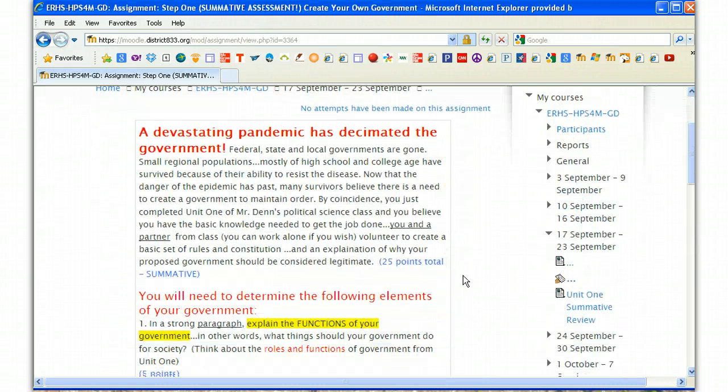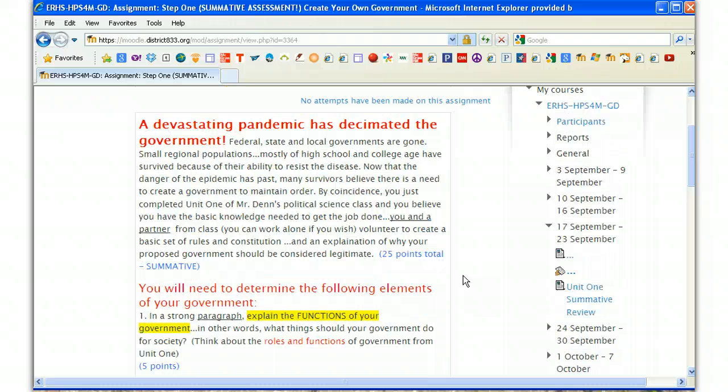This is step 1. You're going to create your own government. Here's how it starts. A devastating pandemic has decimated the government. Federal, state, and local governments are gone. Small regional population, mostly of high school and college age, have survived because of their ability to resist the disease. That's you. You are the survivors. Now that the danger of the epidemic has passed, you believe there is a need to create a government to maintain order. By coincidence, you just completed my political science class, and you think you have the basic knowledge you need to get the job done.